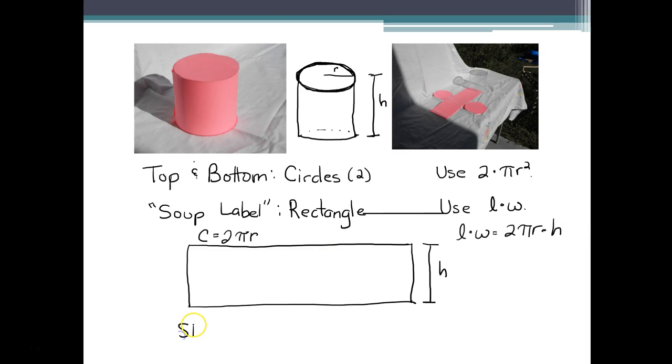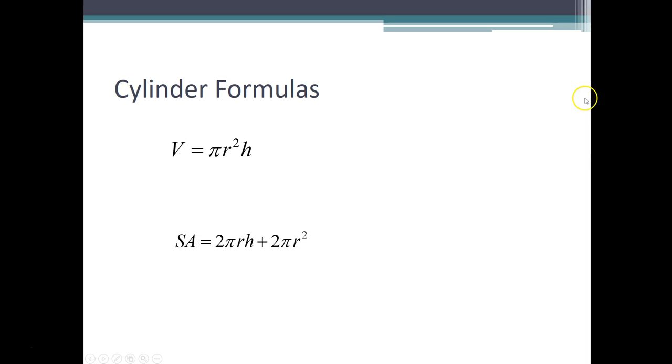So you add them all together, and the surface area of your can is going to be the 2 pi r squared for the top and bottom, plus the 2 pi rh for this soup label, the rectangular soup label. And that's your surface area of a cylinder. And there's your formulas again. Volume is pi r squared times height. Surface area is 2 pi rh plus 2 pi r squared.